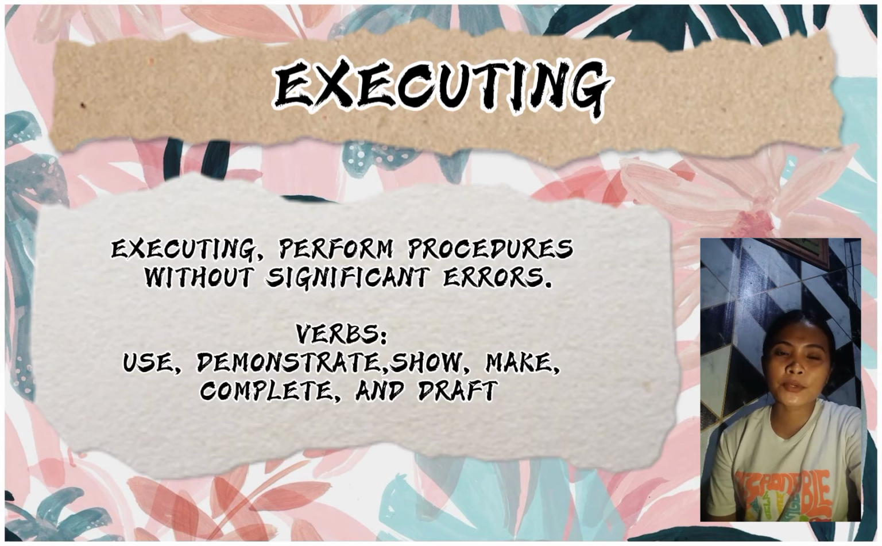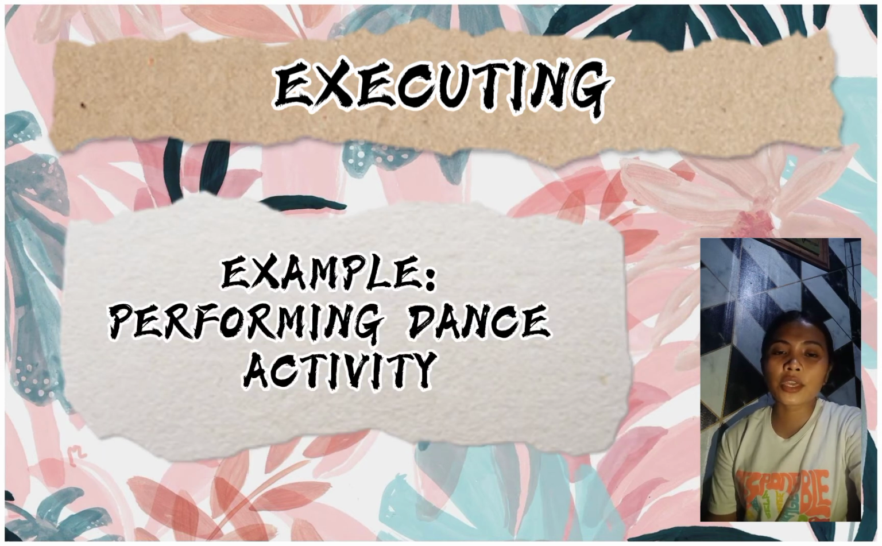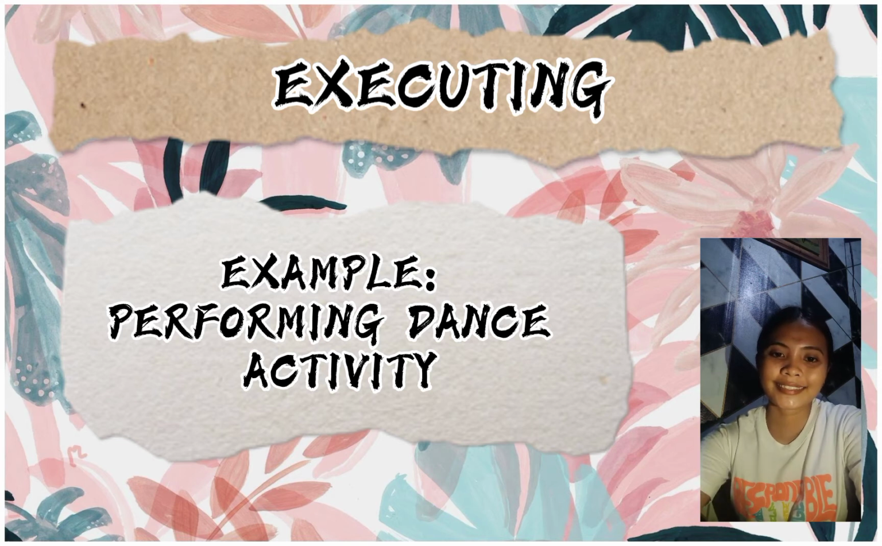The third one is executing. Executing is performing procedures without significant errors. The outcome verbs are use, demonstrate, show, make, complete, and draft. An example of executing is performing a dance activity. When we are performing a dance activity, we should perform it with few errors because we are performing in front of many people, and that is our performance.